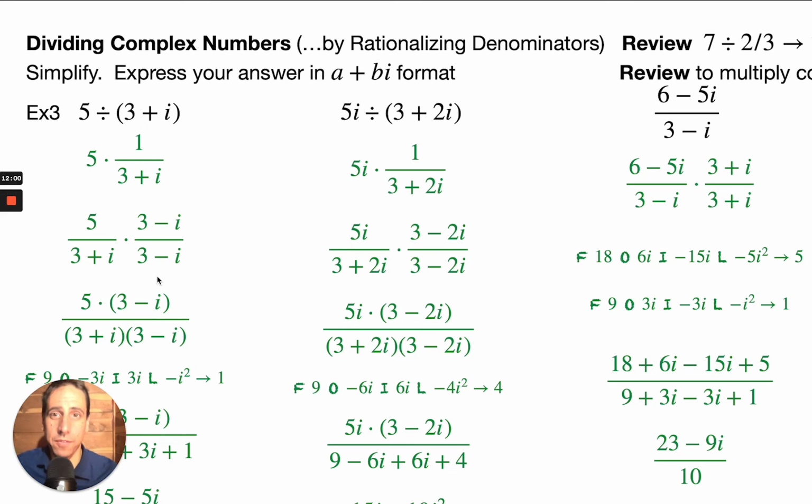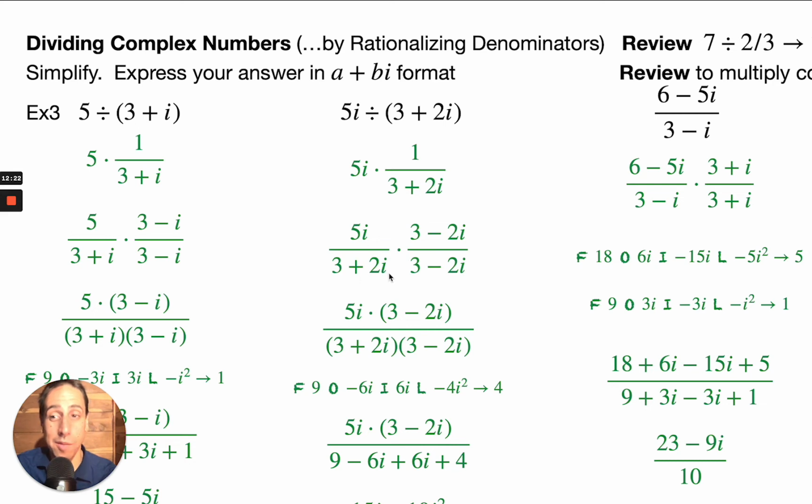And so we've got 5i, which is actually an imaginary number, divided by the complex number 3 plus 2i. I don't know how to divide, but I do know how to multiply. So I'm going to take the reciprocal, and I'm going to multiply now. This is technically these two things multiplied by each other, 5i times 1 over 3 plus 2i, that's 5i divided by 3 plus 2i.